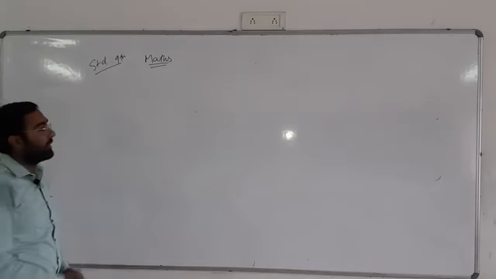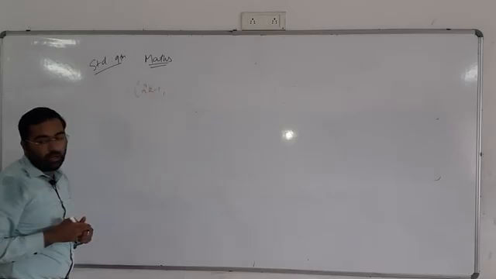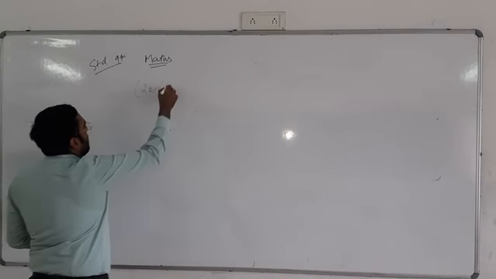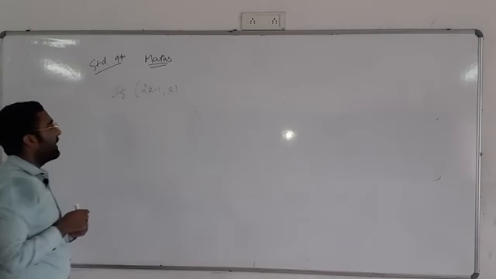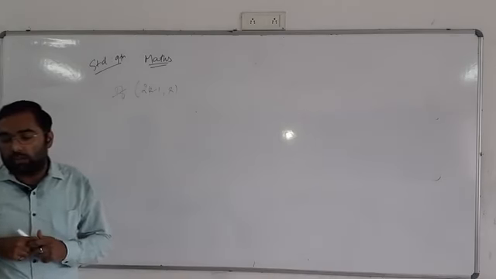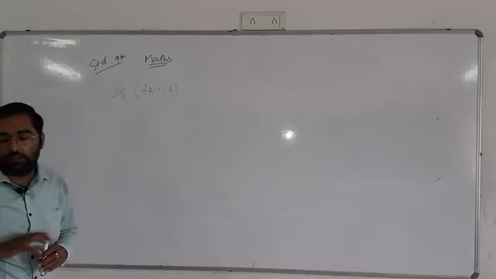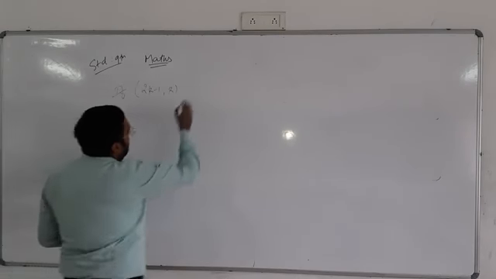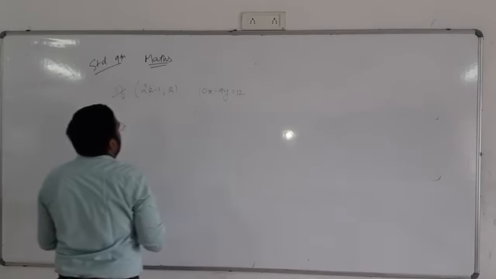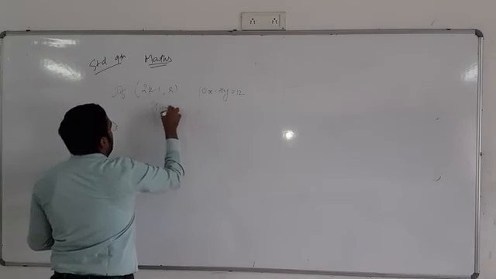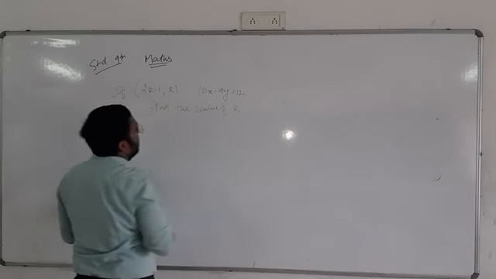Now your question is: if (2k - 1, k) is a solution of the equation, that is, my equation is 10x - 9y = 12, find the value of k.